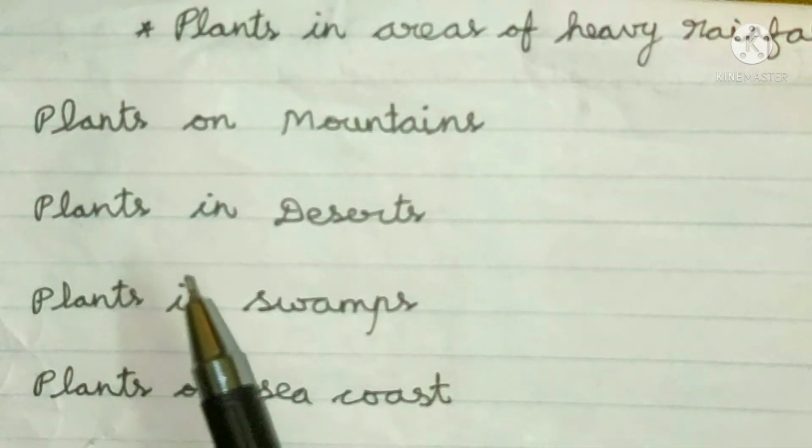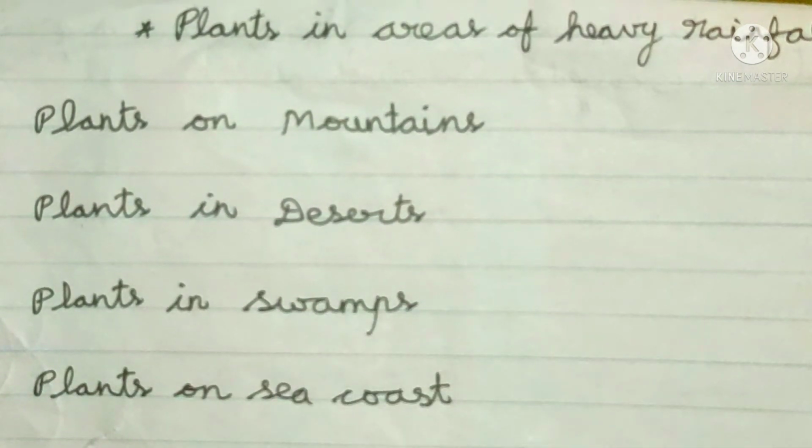Next, plants in swamps. Swamps have sticky soil. Trees growing in these areas are called mangroves. Here, the soil is covered with water, so roots do not get air to breathe. So, they come out of the soil to breathe. These types of roots are called breathing roots. Okay.